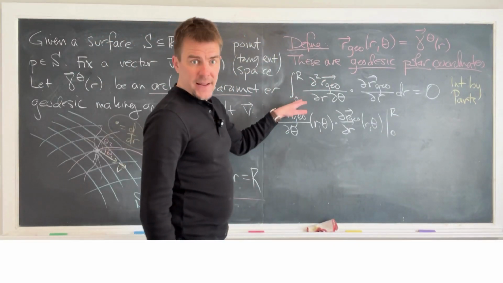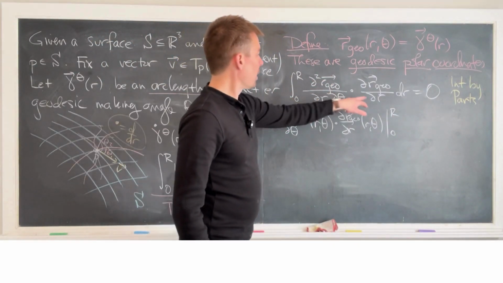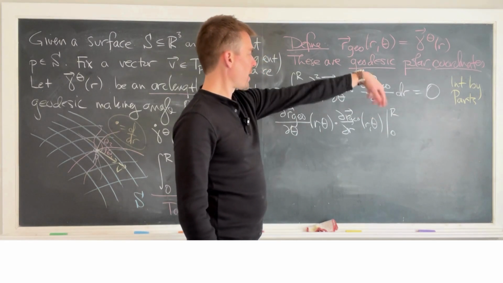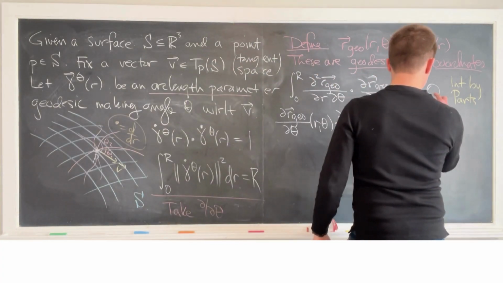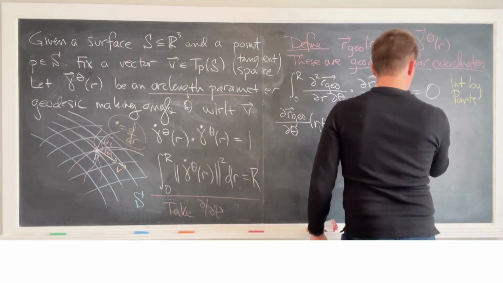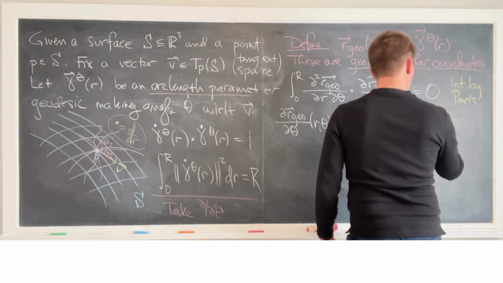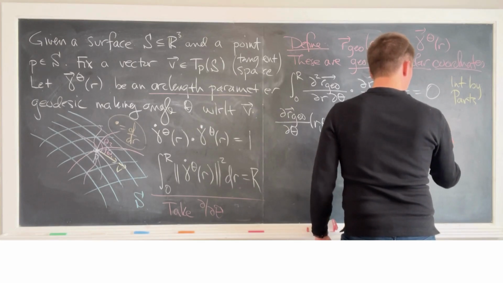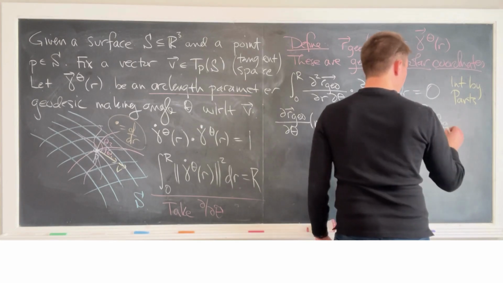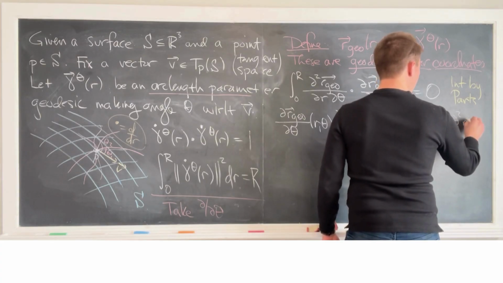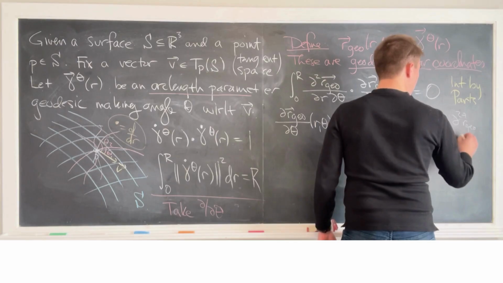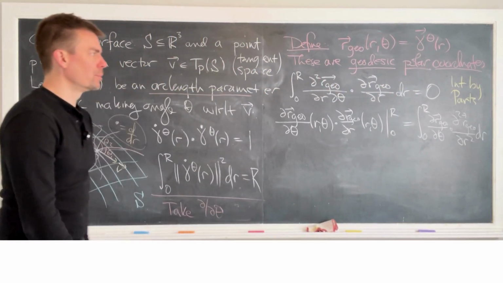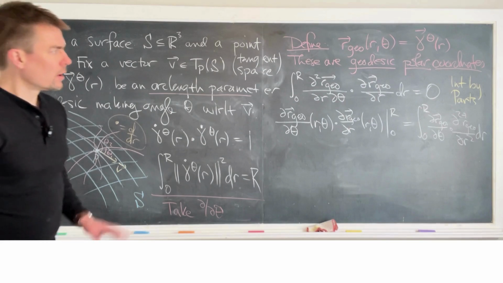And then, of course, I'm going to have minus the integral of the derivative of this term over here, and I'm just going to throw that on the other side. So, since they're equal to 0, this is going to be equal to the integral from 0 to R of the partial of r geo with respect to theta, dotted with the second partial of r geo with respect to r squared, dr. Okay, beautiful.